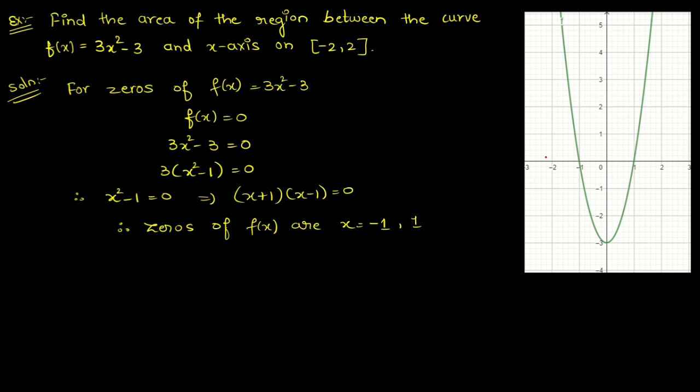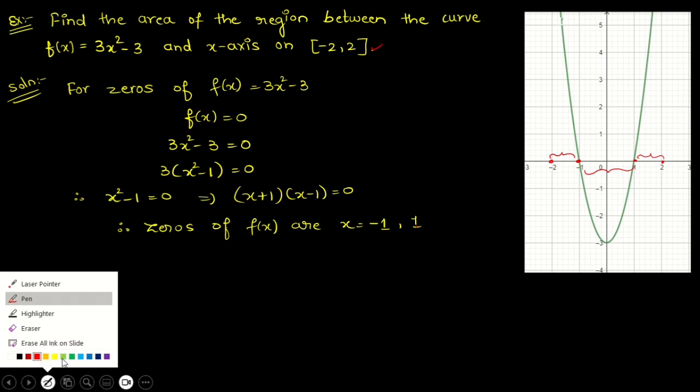Let's look into the graph. Already it was given in the question, minus 2 and 2. But now we are getting 2 points for x, that is minus 1 and 1. So now basically this given interval minus 2 to 2 is being divided into 3 subintervals. You can see in the first interval, the graph is positive because it is lying above the x-axis. Here the graph is negative, so the area also will be negative here. Here it is positive.